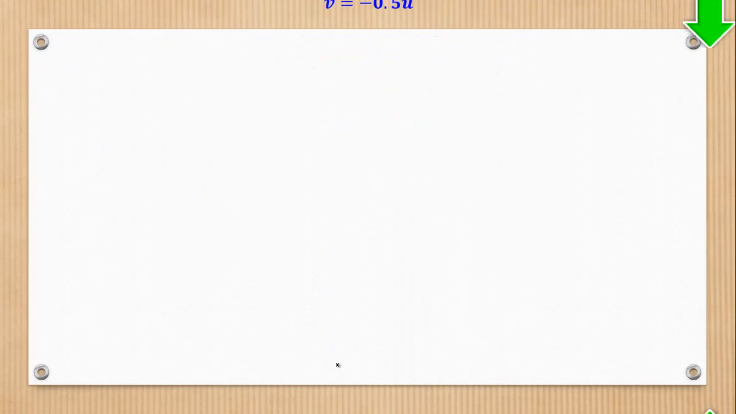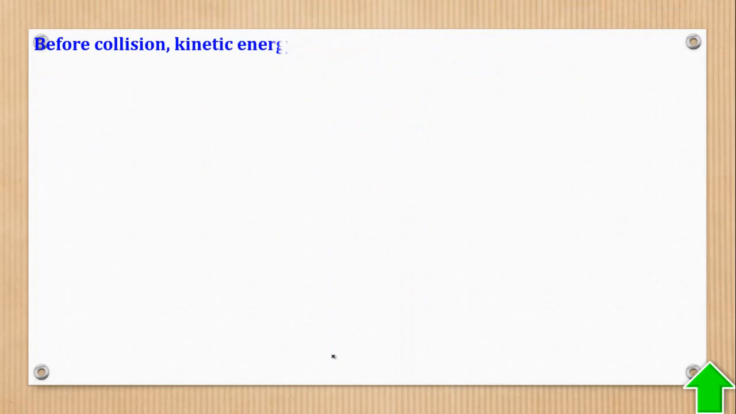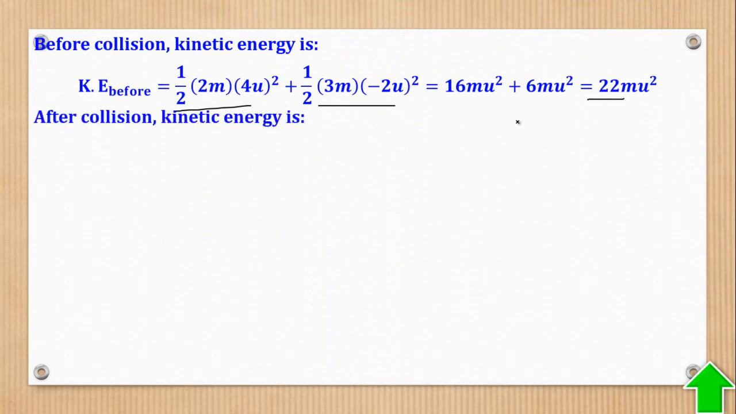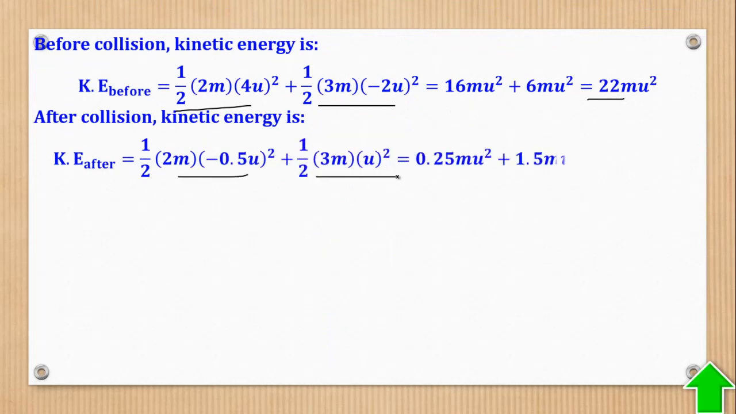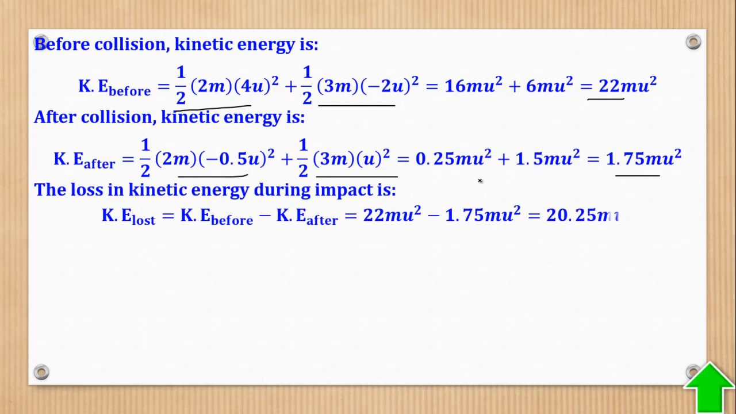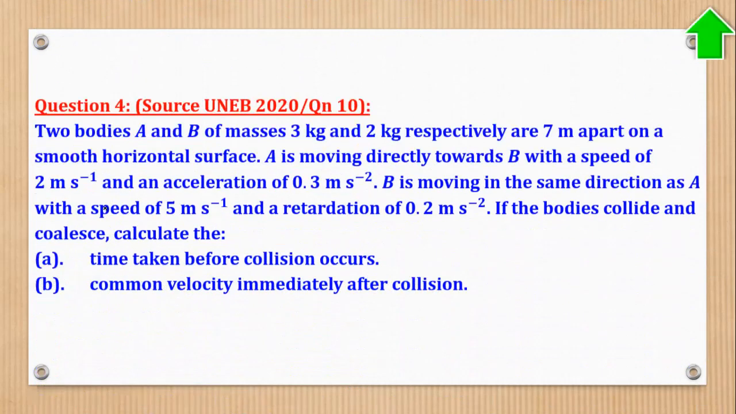Then we shall say, what about kinetic energy, the one before collision? We shall come up with that for particle A, for particle B, to give you that. Then after collision, we have that for particle A, for particle B, which gives that. Therefore, the loss is got by subtraction, which gives you this. And that's what they wanted. So that was question 3.